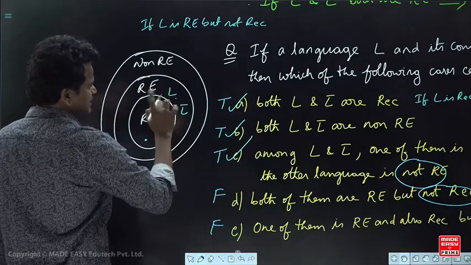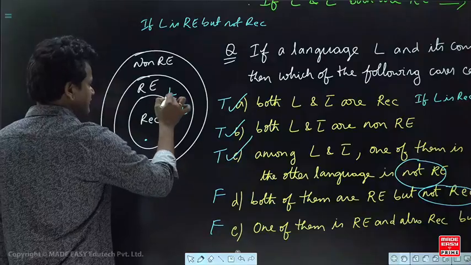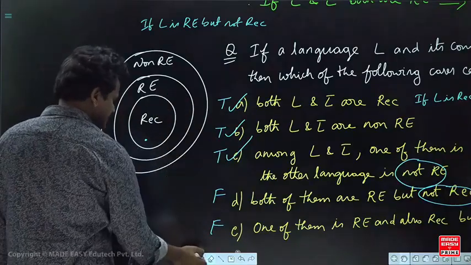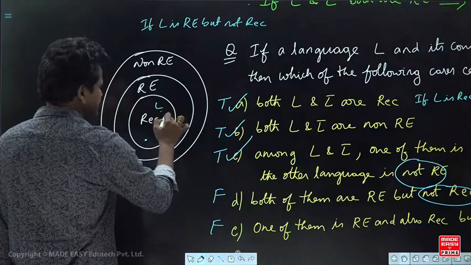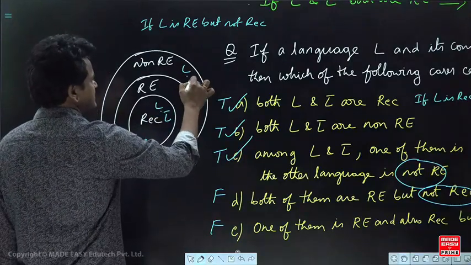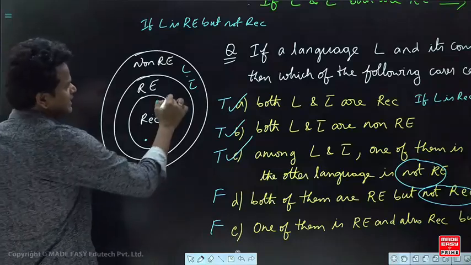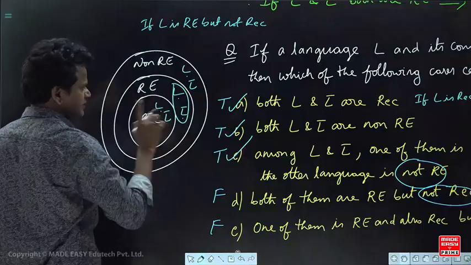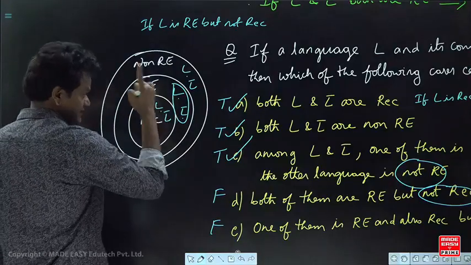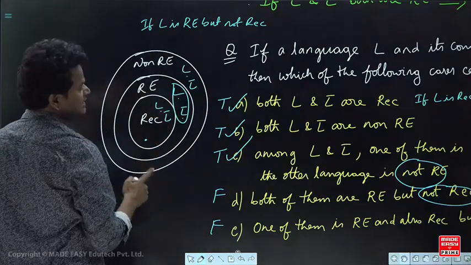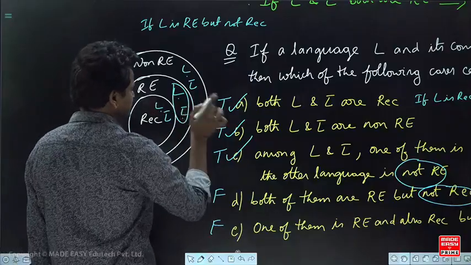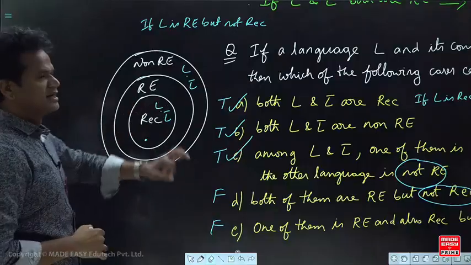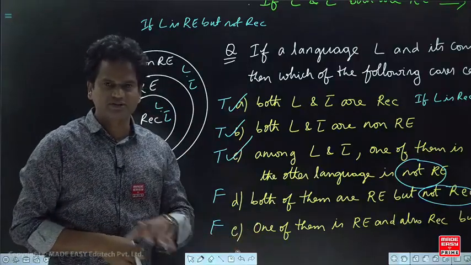It is not possible. If L and L bar are both RE, then they must be in this region or in this region. But L and L bar both being in this region is never possible. A language L is RE but not REC, and L bar is also RE but not REC, never possible. If a language L and its complement both are RE, it means both are REC. That's it. There is no other option.